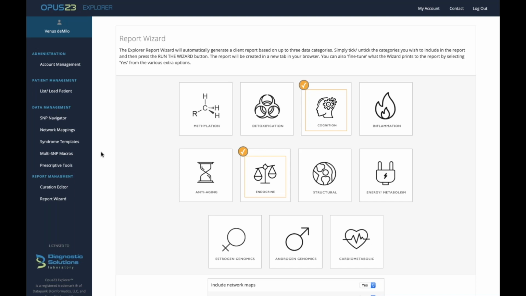With that said, Ralph, I'll probably turn it to you first. Since you're an expert in trying to mash up this kind of data and make heads or tails of it, I want you to give a little overview of how someone would start using the Opus23 Explorer platform once they got their data back from Diagnostic Solutions when they ran a Genomic Insights genetic test. Absolutely, and thank you so much, guys.